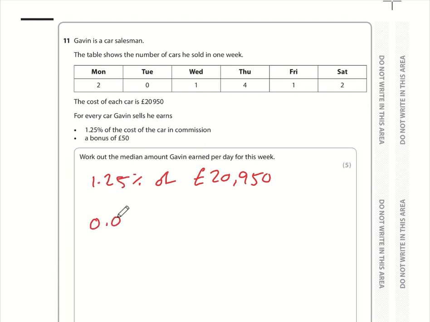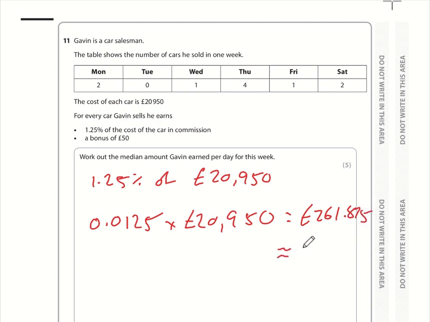So 0.0125 multiplied by 20,950. So that is a commission of 261.875. So we'll just round, that's approximately £261.88. Doesn't make sense to have 3 decimal places for a price.